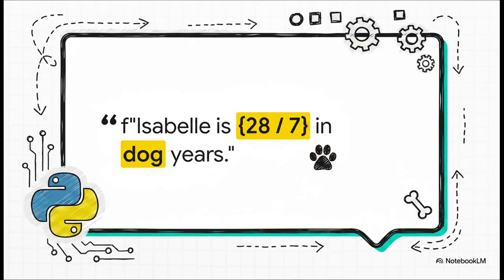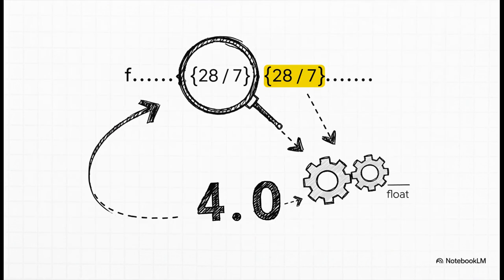Okay, so let's look at how this works. See that little F right at the very beginning, before the quote? That's the secret key. That's what turns a regular string into an F string. Then anywhere inside, you can pop in these curly braces, and whatever Python code you put inside them, Python will actually run it. And here's what Python does behind the scenes.